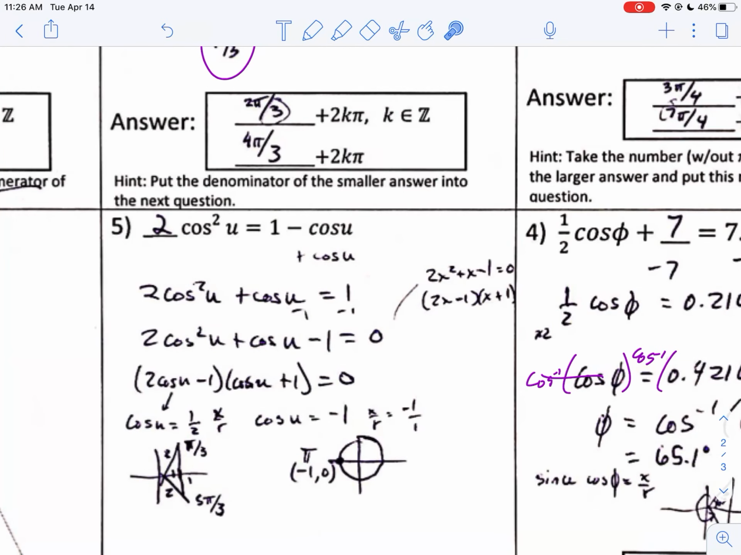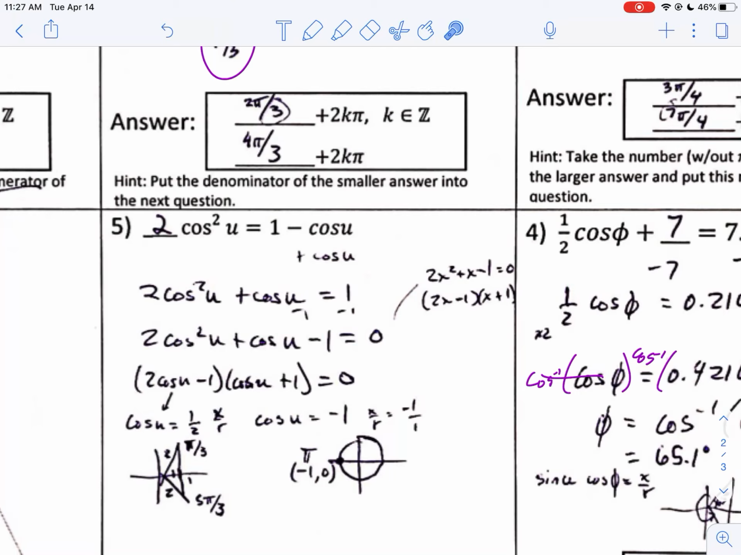The hint says put the digit in the hundreds place from the larger answer into the next question. So here, this would be 2, so we put 2 up here. And now, this is pretty complicated. This is actually getting into the next section, the next lesson for next week. So if you want to skip this for now, you can and come back to it. But it gives you a little preview for next week.